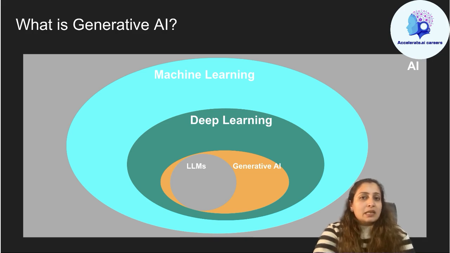Now, LLMs, that is large language models, are generative models that work on text data. Generative AI is the bigger umbrella which includes generating audio, video, music, image, text, or code data. Large language models is a subset of generative AI models that works on text data and generates text information. I hope that clarifies the different terminologies in AI and what generative AI is and what it is not.